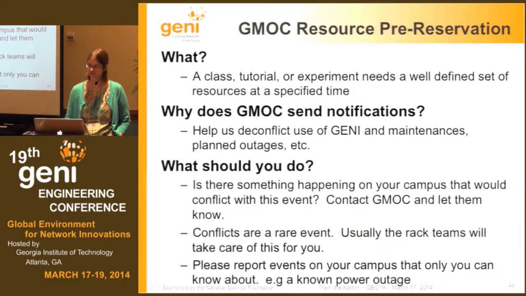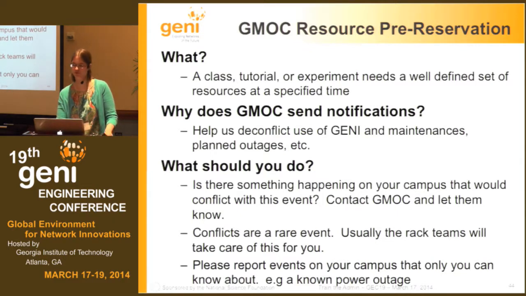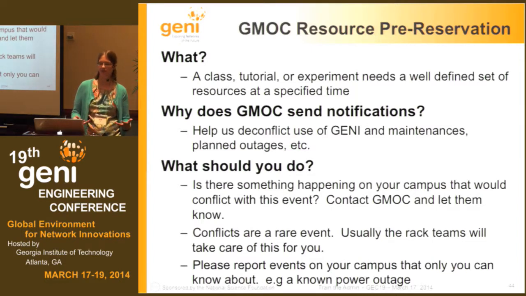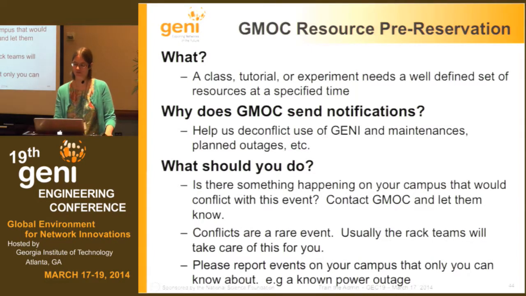So the calendar is linked there, and I just want to talk about these just a little bit. If somebody's doing something large and they need a lot of resources, you send an email to GMOC and say, I want to reserve the following things. And so you might see one of these, and what would you do as somebody at a campus? Is there something happening that would affect this? Then you would let GMOC know, and they can coordinate. Conflicts are really rare. Most of the things that would be a problem, the rack teams would take care of. But if there's something like, the power is going to go out tomorrow for 12 hours, that's the kind of thing you might let GMOC know about so that they can deconflict it.